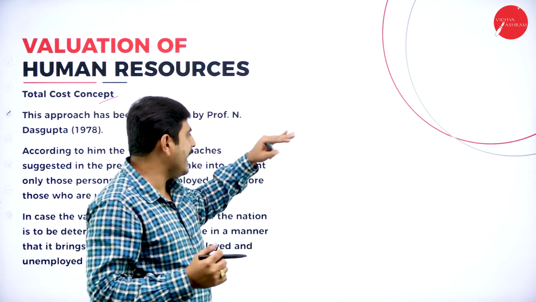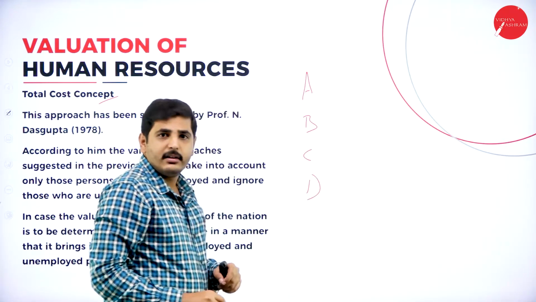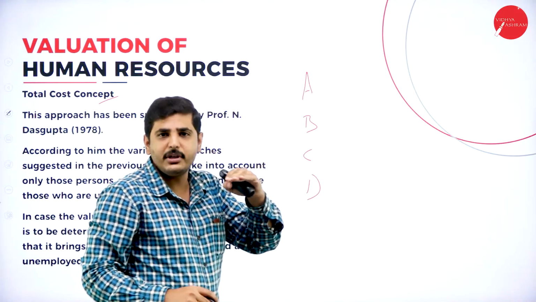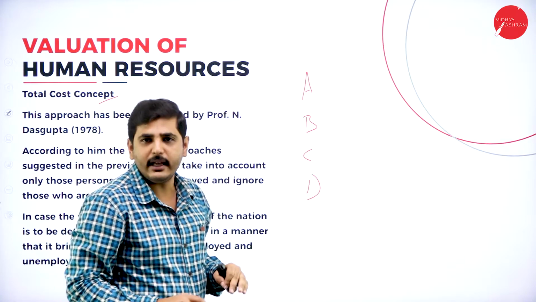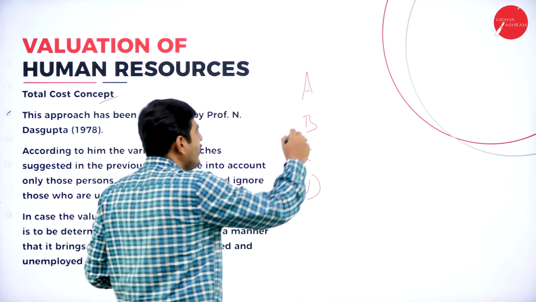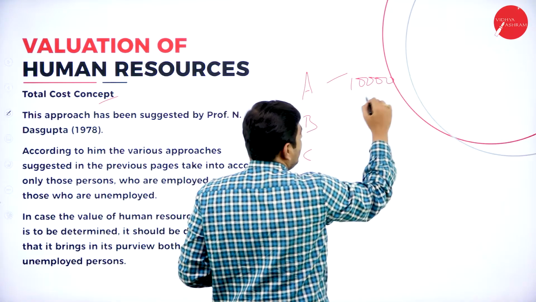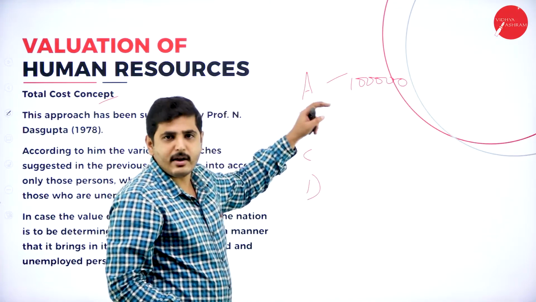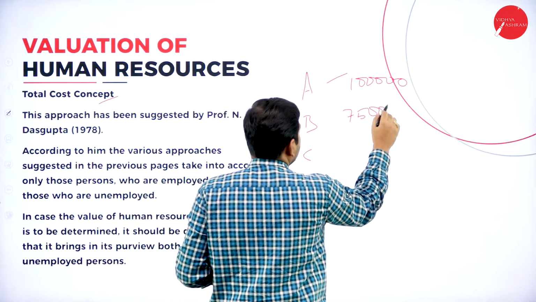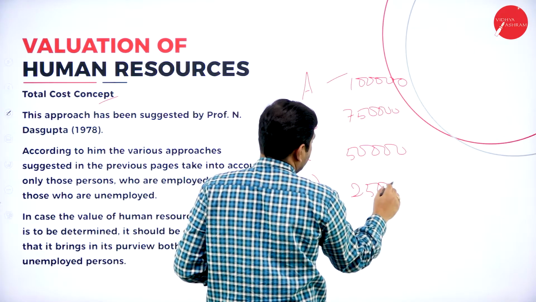For example, there are A, B, C, D grades of employment available. For A grade throughout the nation, we will take the average cost. What is the average value for A grade work? Throughout the nation, if you take the average, it will be 1 lakh rupees. For every month, you have to pay 1 lakh rupees for A grade workers. B grade, let's take 75,000. C grade 50,000. And D grade is 25,000 per month.